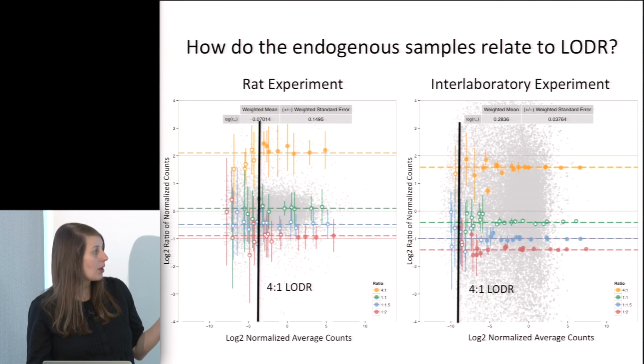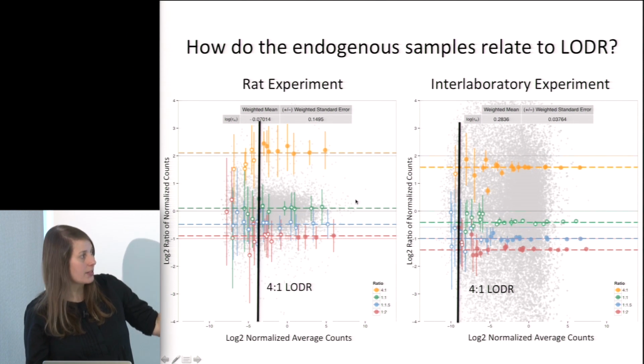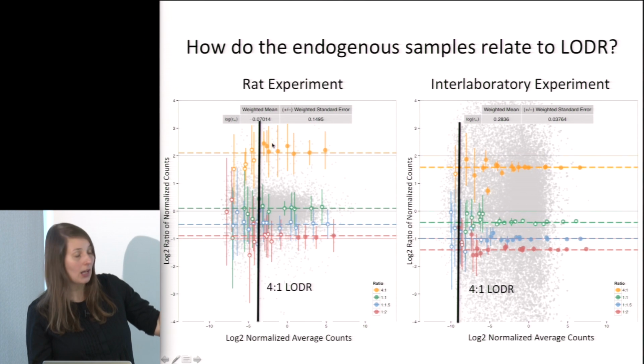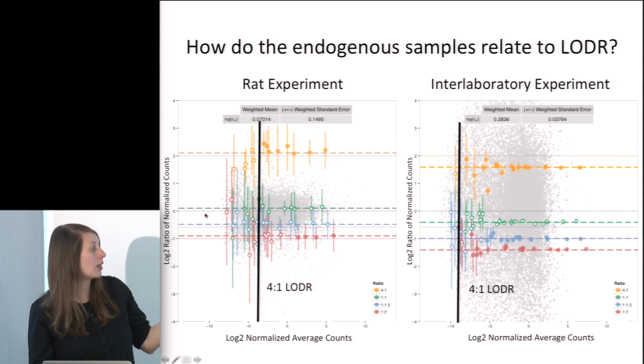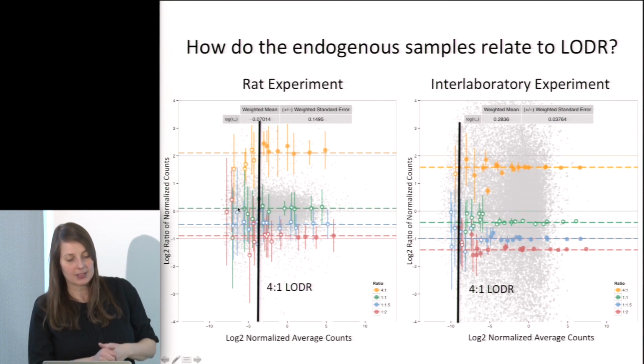So this figure I've also annotated where that 4:1 LODR is, and we can see how the endogenous samples actually relate to LODR, which is also annotated on the figure where the solid points for the ERCCs are above the LODR and the open circles are showing ERCCs that are below the LODR estimates.